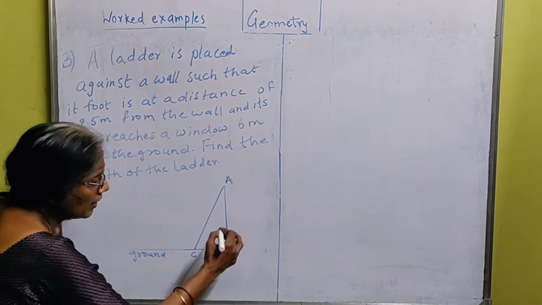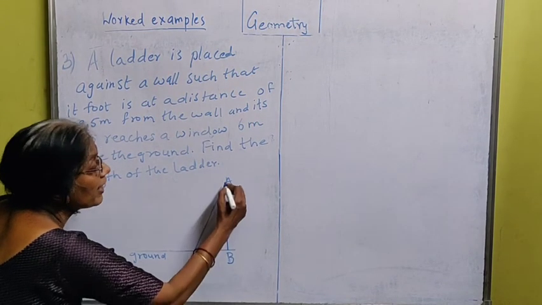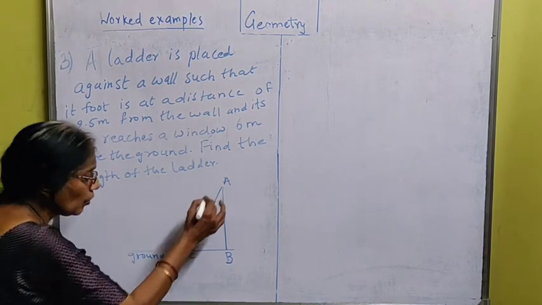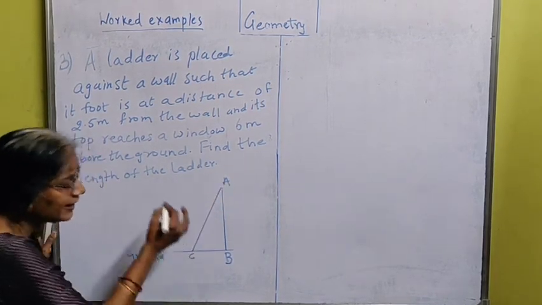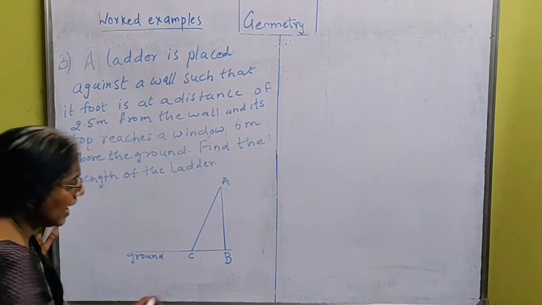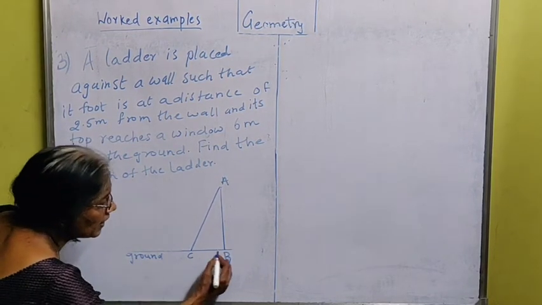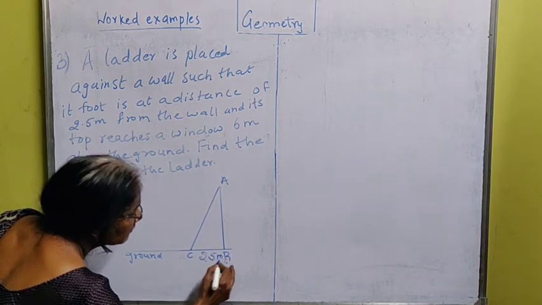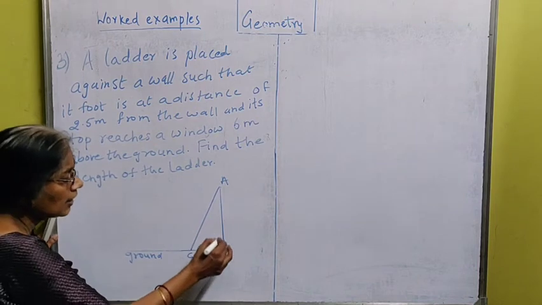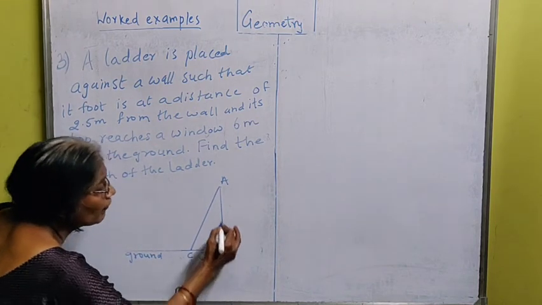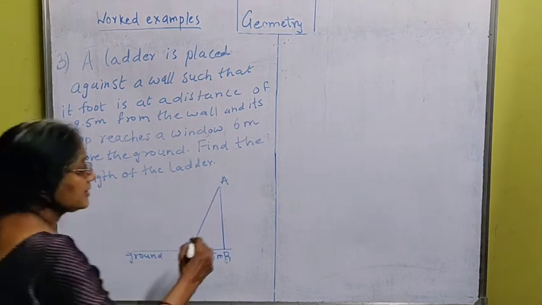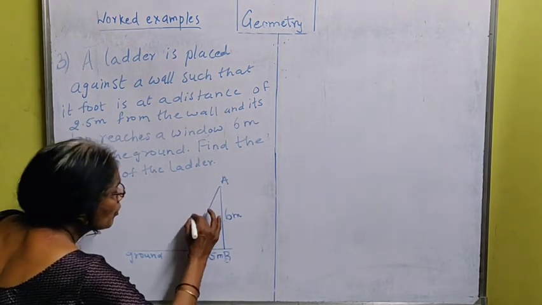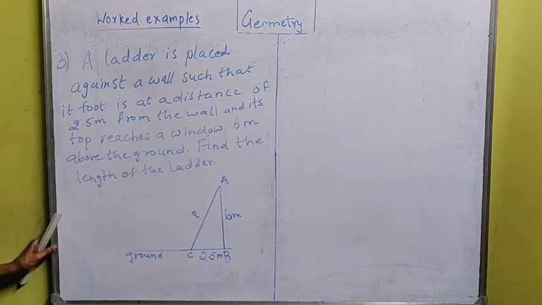AB is the wall where B is touching the ground and A is the window. To that window, to the ground, AC is your ladder placed. And the distance between the foot of the ladder and the wall is given. How much is the distance given? 2.5 meter. And from the bottom of the wall to the window, the distance is given. How much is the distance given? 6 meter. You have to find out what is the length of the ladder.